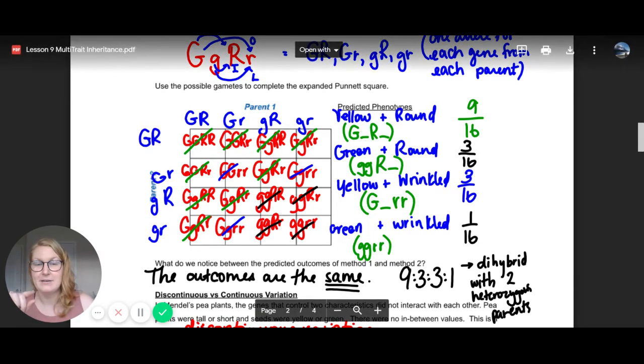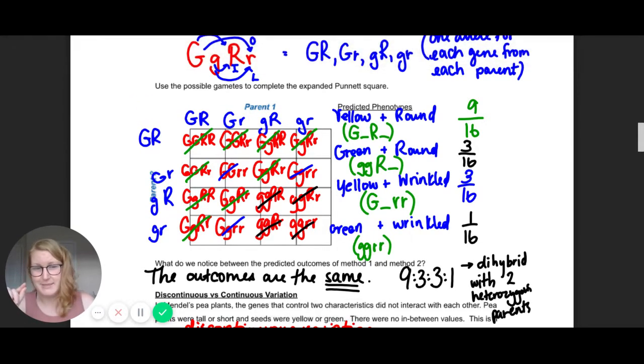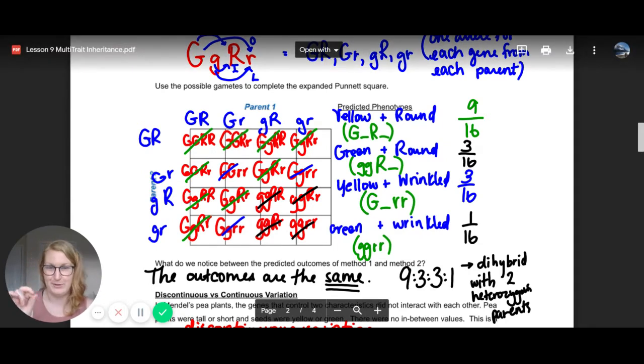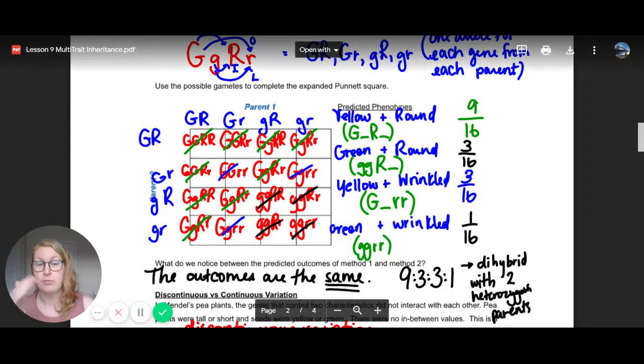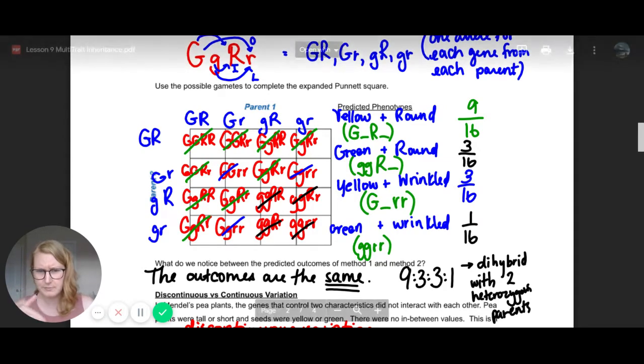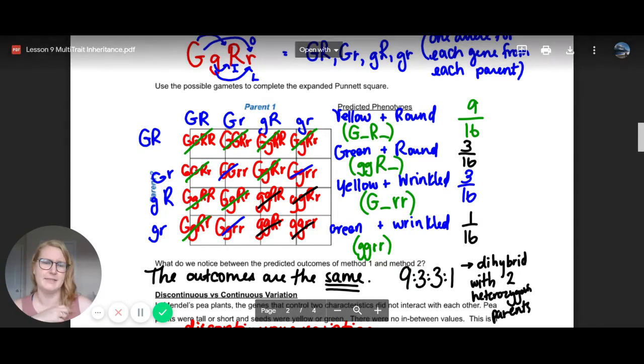Second possibility is green, which is recessive, and round. So I look through for all the ones that are small g's and also have a round shape. They're in this bottom right corner. So I've crossed them out in black to show that those are 3 possibilities. So 3 out of 16. Yellow, I do the same thing, 3 out of 16. You'll see those crossed in blue. And then the last one is 1 out of 16. I've crossed that one in black as well.